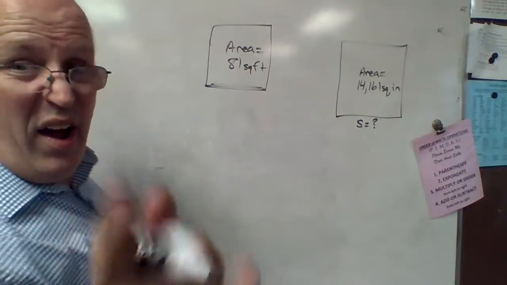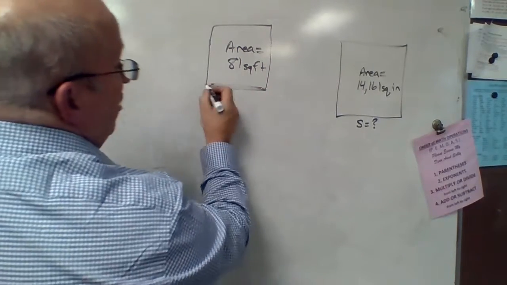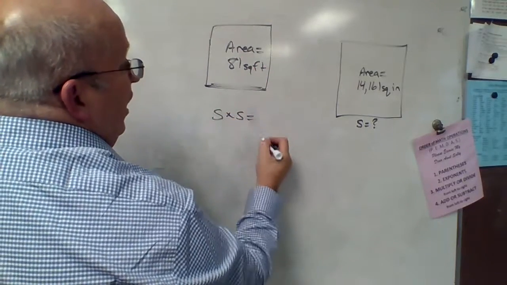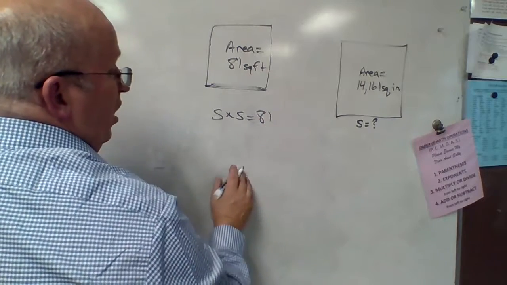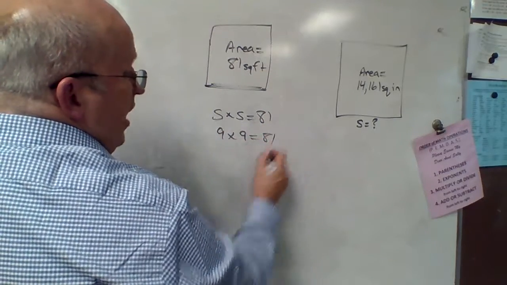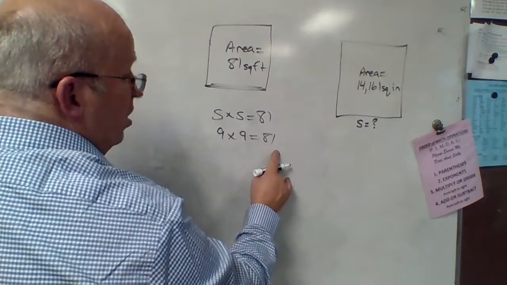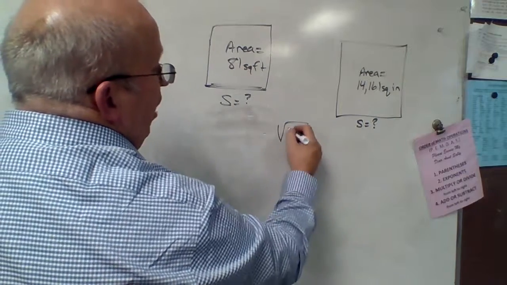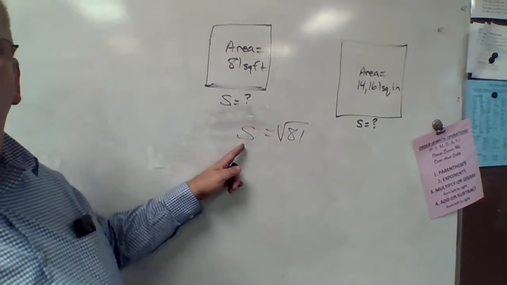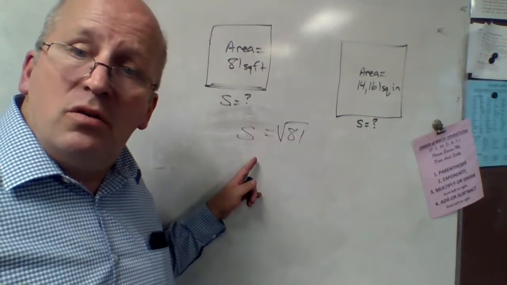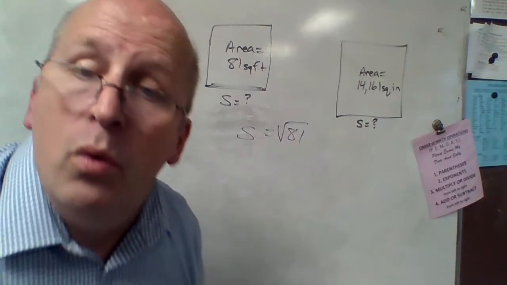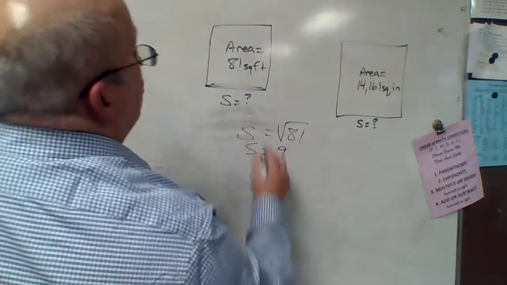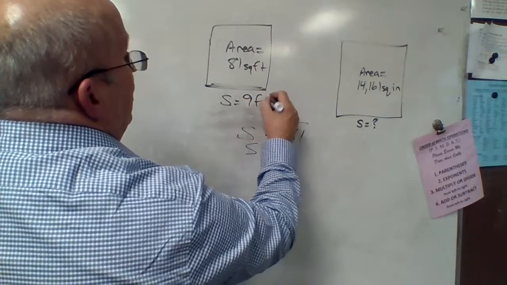Well, if it's a square, which is what I told you, then a side times a side has to equal the area, right? Side times side has to equal the area, which is 81. And so each of those sides has to be 9, right? Because 9 times 9 is 81. And so really, this is a square root problem. We're trying to find the square root of 81 to give us the value of s, aren't we? What is the square root of 81? It's 9, right? So our answer is 9 feet in this case.